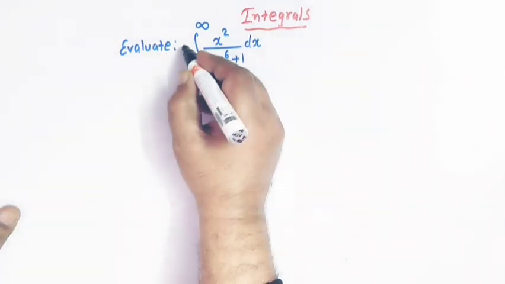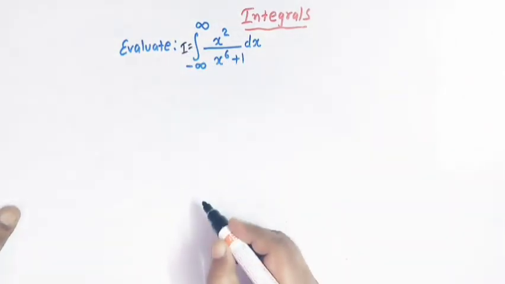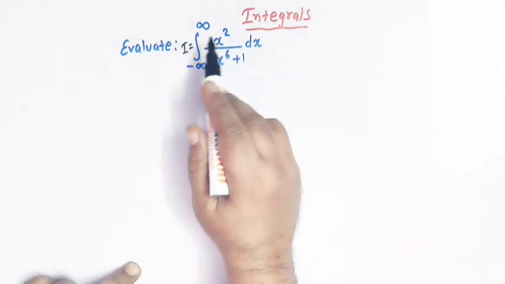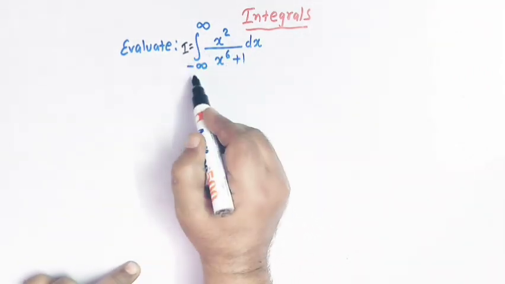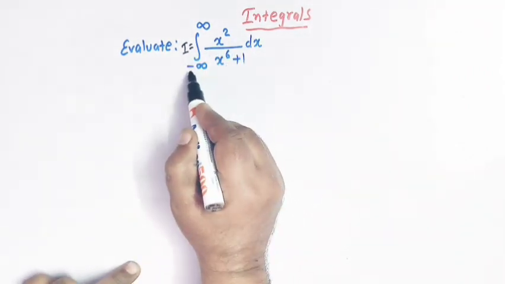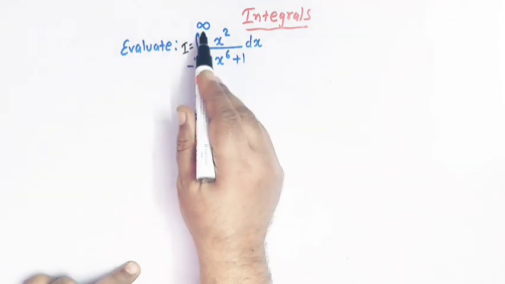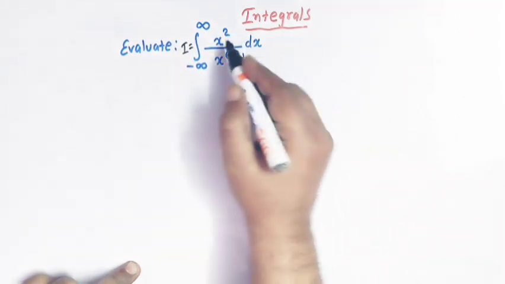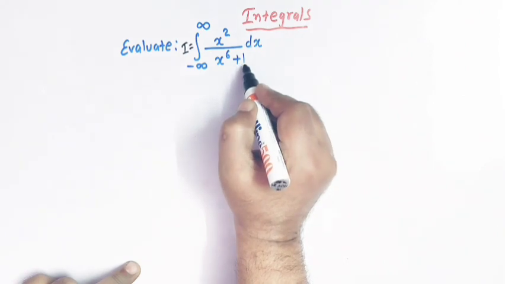So let us take this integral as I. Now here, the limits of integration are from minus infinity to infinity, and the integrand is x square over x raised to 6 plus 1.